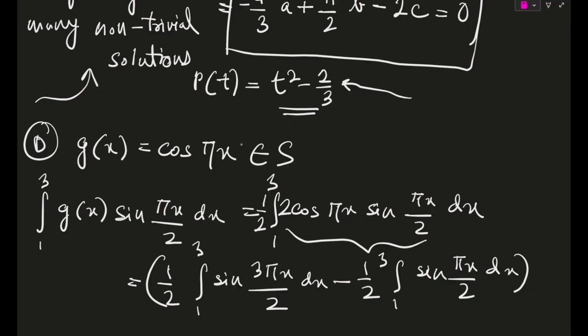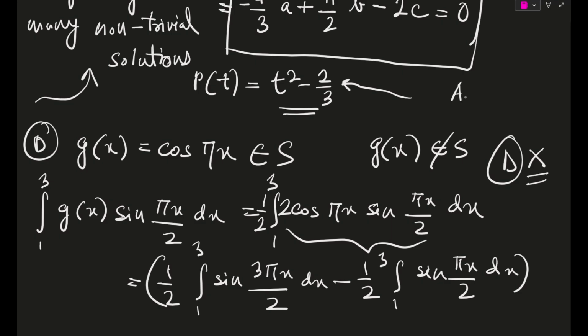So it means g of x doesn't belong to S, but option D says the opposite. So option D is wrong. So guys, question done. Correct answers for this question are A, B and C. Really good question actually, especially option number C was very interesting. Anyways guys, this will be the end for today's video.